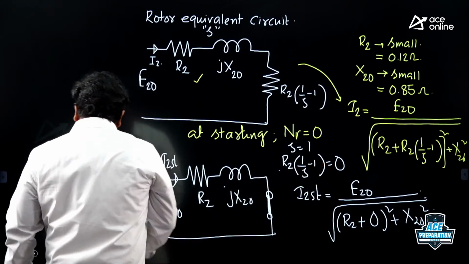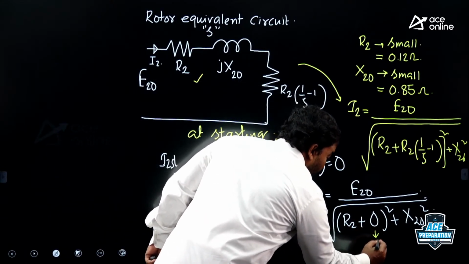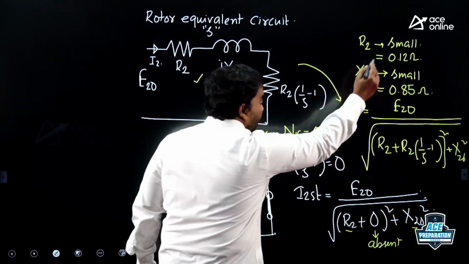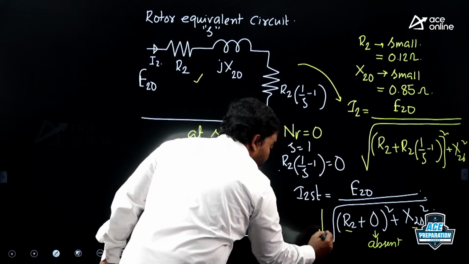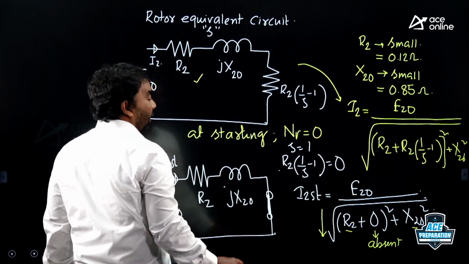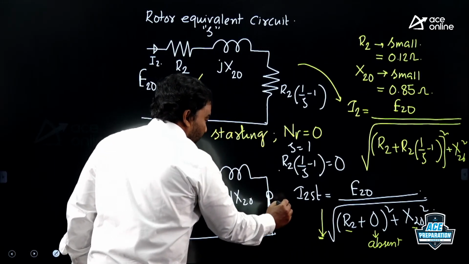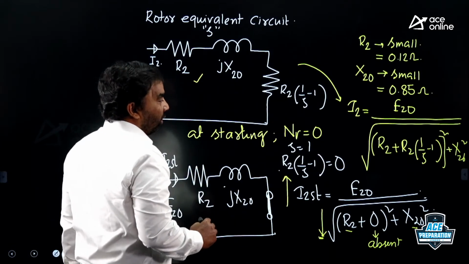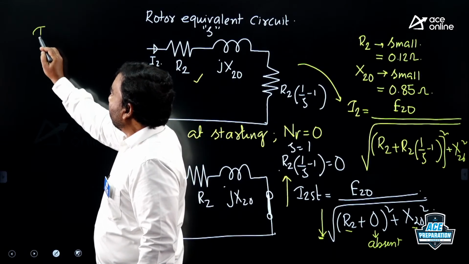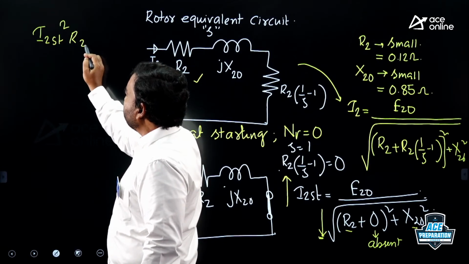As this load impedance is absent in the rotor circuit, and as the values of R2 and X2 naught are very small, this rotor impedance will be very less. Why? Because I told you that R2 and X2 naught for any induction motor will be very less, and hence this rotor impedance will be less. As a result, the rotor current will be more. When the rotor current is more, the rotor ohmic losses will be more.